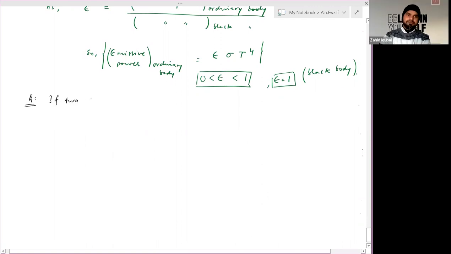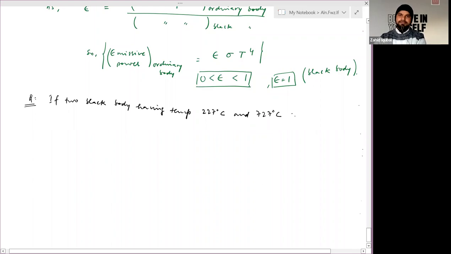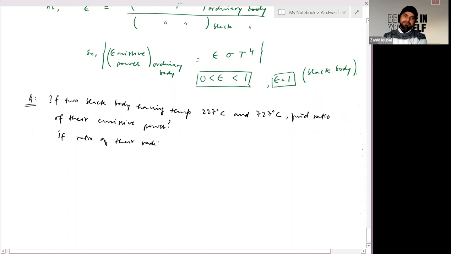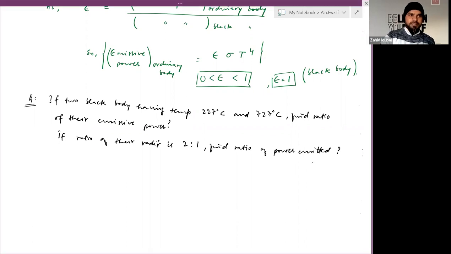If two black bodies having temperatures 27 degrees Celsius and 727 degrees Celsius, find the ratio of their emissive power. If the ratio of their radii is 2:1, find the ratio of power emitted by them. Just use the above formula and try to find it.